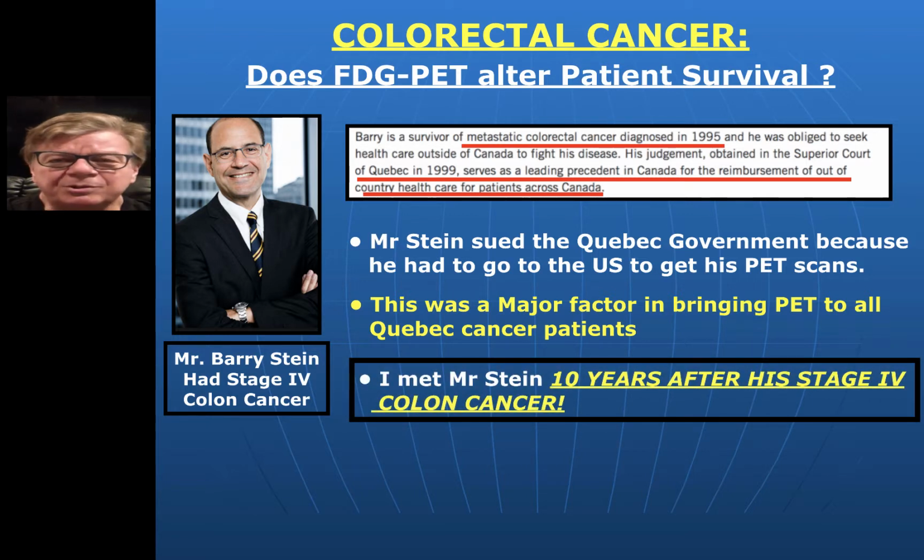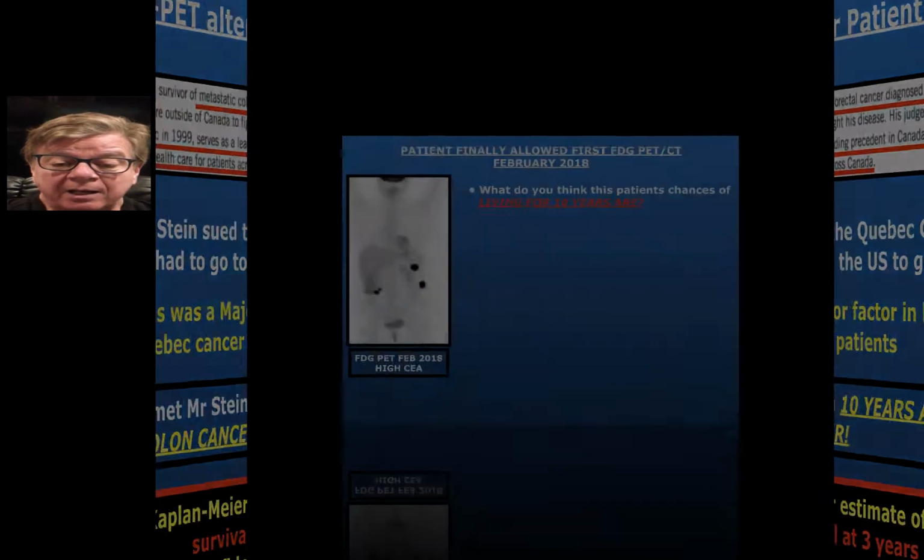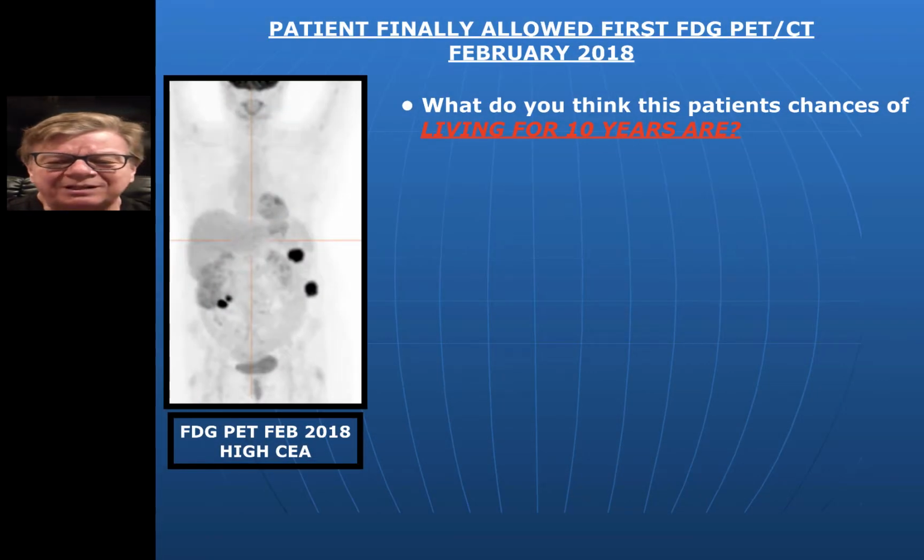But the point is, I met Mr. Stein some 10 years after his stage 4 colon cancer, right? Remember the survival at 3 years, right? So what do you think? This patient's chances of living up to 10 years or more like Mr. Stein, because they live in Ontario.